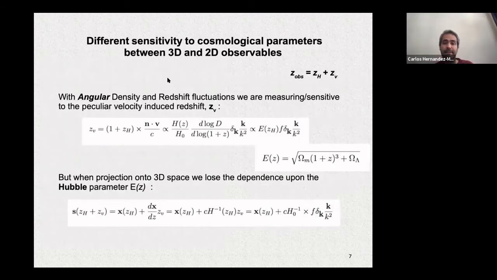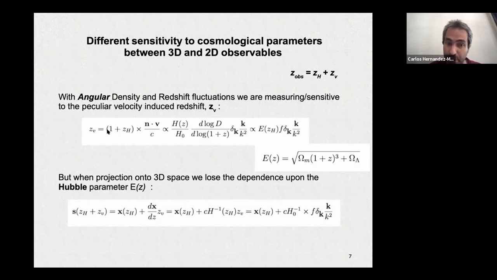So what is this observable sensitive to? Both the 2D observables, the angular density fluctuations and the angular redshift fluctuations, are sensitive to a slightly different combination of cosmological parameters than what you are sensitive to when you look at 3D clustering. When you handle angular observables, you're sensitive to the peculiar velocity redshift, which is given by this equation. Essentially it's f, the logarithmic growth rate of structure, then you have this function E(z), the normalized Hubble parameter, and then you're sensitive to the density. This is for the peculiar velocity redshift.